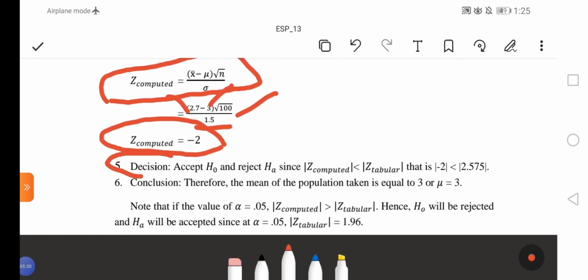For our last step is conclusion. Our conclusion would be, therefore, the mean of the population taken is equal to 3.